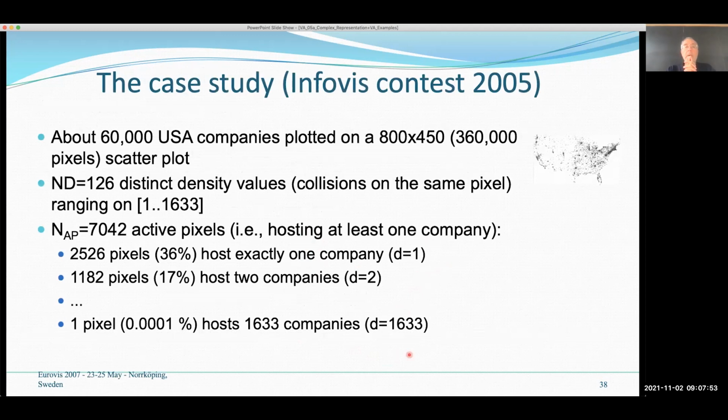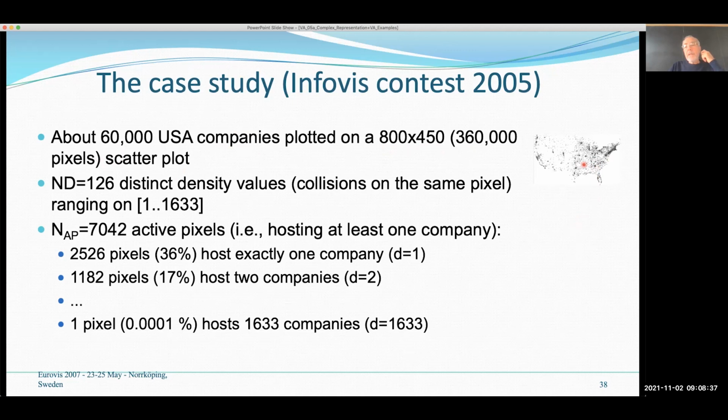And the case study I'm using comes from the InfoVis conference of 2005. Each year they organize a contest that is a game with the user. You have to discover something. But here I am just using the data, not the goal of the contest. And in this data, we have about 60,000 companies that will be plotted on an 800 by 450 scatter plot, having 360,000 pixels. Here you have the image, you remember it.